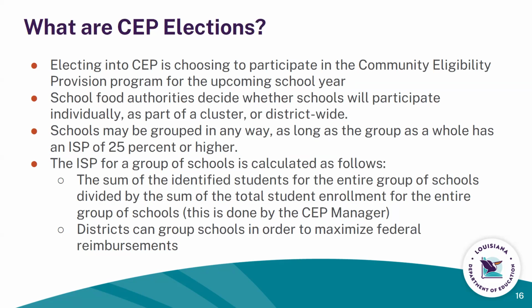Schools may be grouped in any way as long as the group as a whole has an ISP of 25% or higher. The ISP for a group of schools is calculated as follows: the sum of the identified students for the entire group of schools divided by the sum of the total enrollment for the entire group of schools. This is done by the CEP Manager whenever you're selecting your groups, individual participation, or district-wide. Districts can group schools in order to maximize federal reimbursements.